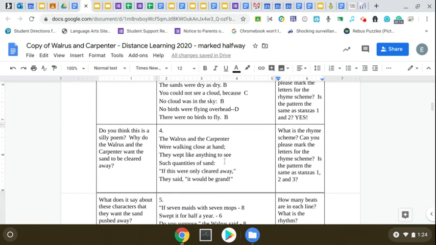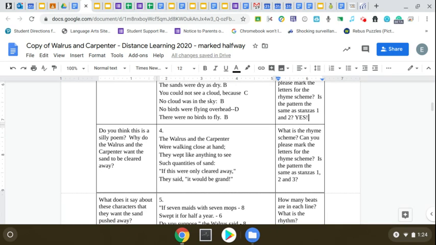Okay, stanza 4. The walrus and the carpenter were walking close at hand. They wept like anything to see such quantities of sand. If this were only cleared away, they said it would be grand.